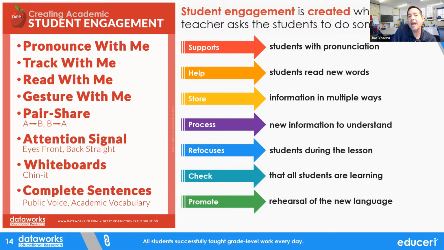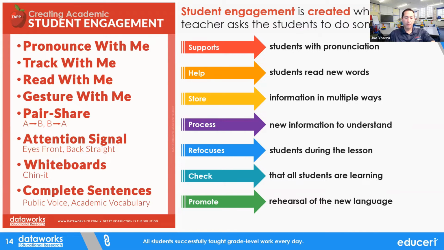And I might even have them, when you pair share with your partner, A's tell B's, say, it's an example of a context clue because, or it's not an example of a context clue because. Practice that complete sentence you want them to answer with.